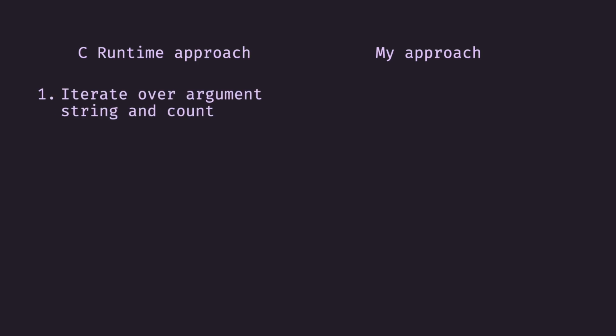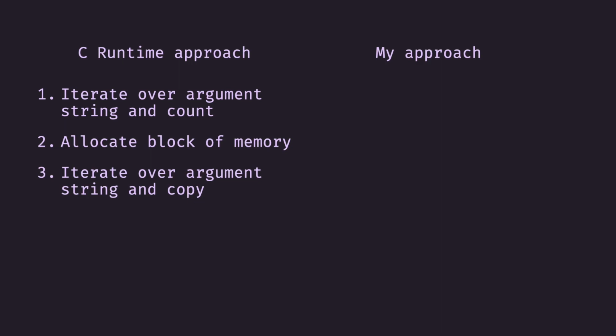First, it would iterate over the command line argument string and count all the arguments and characters. It would then allocate a block of memory on the heap for the argv array and the character data that needs to be copied. And as a third step, it would then iterate over the argument string again and then copy every single character and argument into the newly allocated buffer. Then if I want to interpret those command line arguments, I would then have to iterate over the argv array and then do my parsing and set all the flags that I need throughout the program.